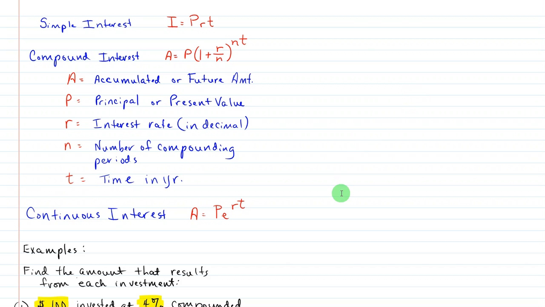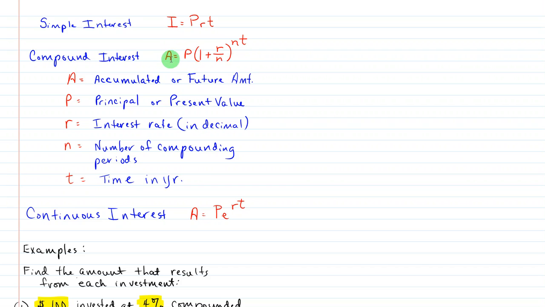This is section 5.7, and we're going to talk about interest and money because exponential things come into play in compound interest and continuous interest. So, first thing to do is look at the formulas. Now, we're not going to do anything with simple interest, but we are going to look at compound interest.